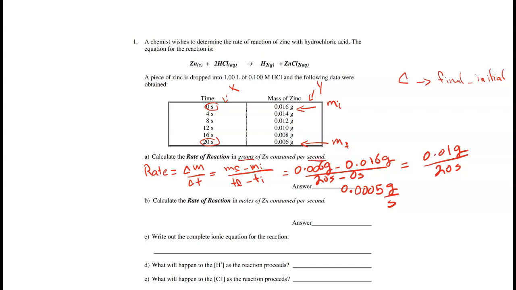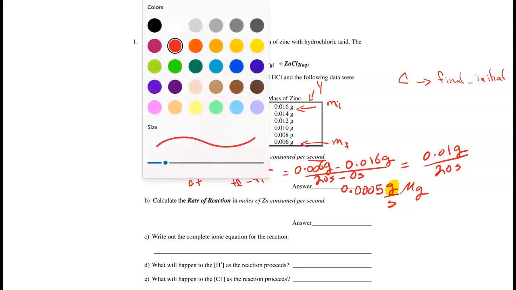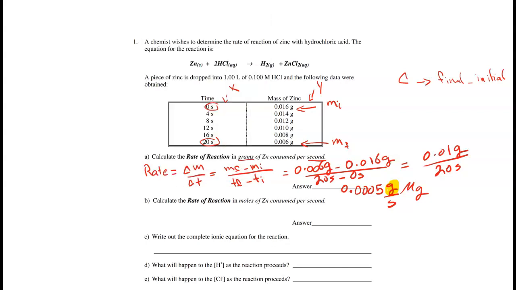Second thing here, it asks you to calculate the rate of reaction in moles of zinc consumed per second. So you already have the grams per second for zinc. If they want the moles, really the only thing that you're switching is the grams, you're turning it into moles. That's the only thing that you're doing. So you're going from grams to moles. That's really what is asked of you in the second question here. And every time you do that, you have to use a periodic table.